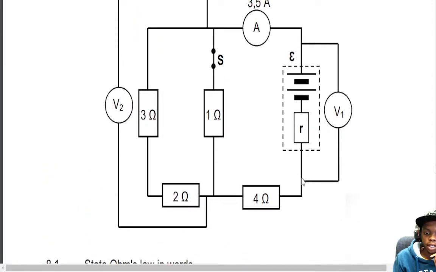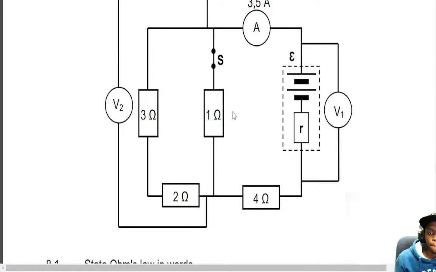So V1 is measuring the voltage across the battery, and V2 is measuring the voltage where it's connected. If you look at V2, it's connected in parallel with the 3 ohm and the 2 ohm resistor. So V2 is measuring the voltage across the 3 ohm resistor and the 2 ohm resistor.